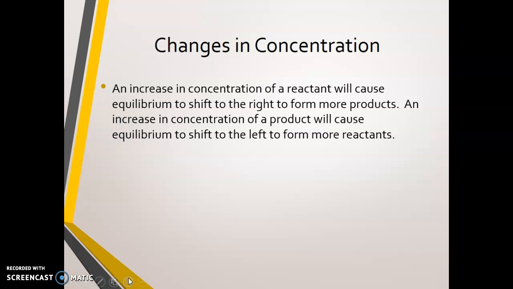An increase in concentration of your reactant is going to cause the equilibrium to shift to the right and form more products. So basically you're adding more reactants means you're going to form more products. Now if you have an increase in concentration of your product, now you have more product than you have reactant, and that's going to cause the equilibrium to shift to the left to form more reactants.